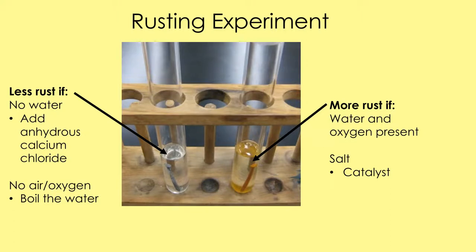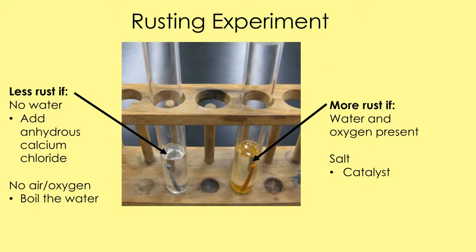If you wanted to see the effect of just oxygen but no water vapor, then you could put some anhydrous calcium chloride in there. Anhydrous just means without water. The anhydrous calcium chloride would absorb the water vapor from the air, and then if you left it with just the oxygen and no water, you wouldn't see any rust at all.